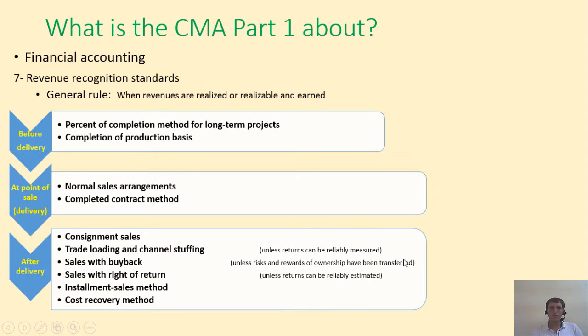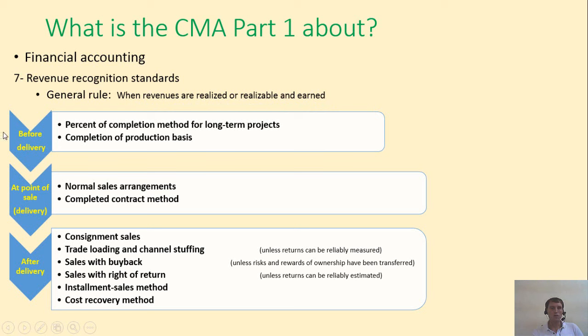Finally, I'm going to talk about revenue recognition. This is a big deal. It's a contentious part of the standards of financial accounting. We'll see the general rule of revenue recognition. That is, revenues are recognized when they are realized or realizable and earned. We will see what that exactly means and how it affects recognition of different kinds of revenues.